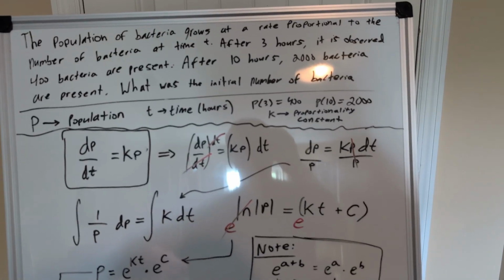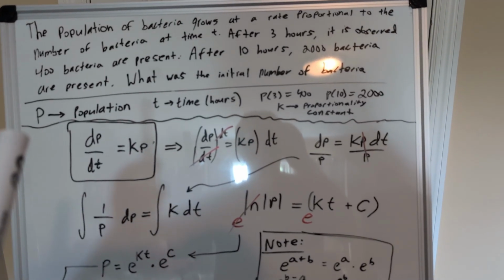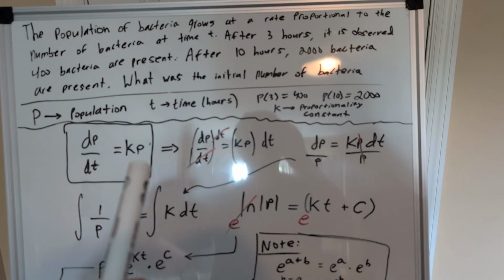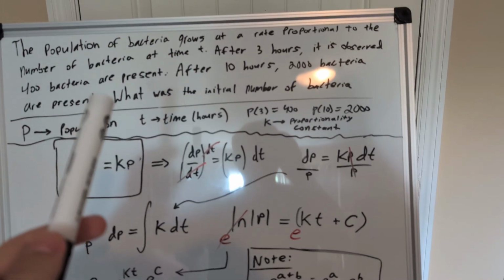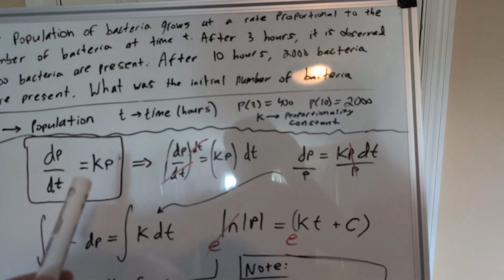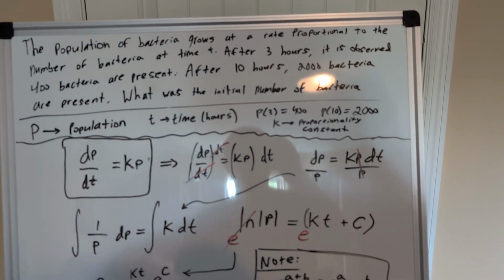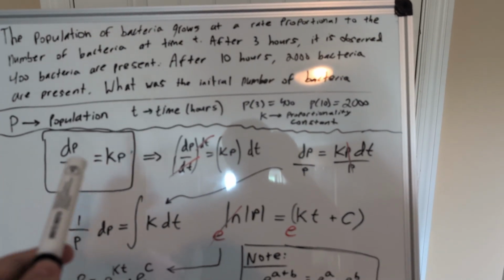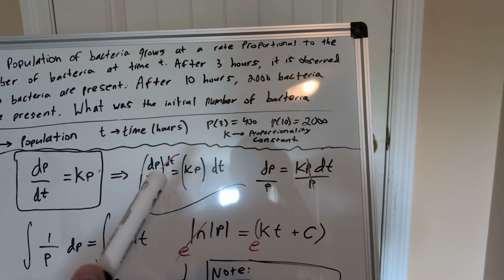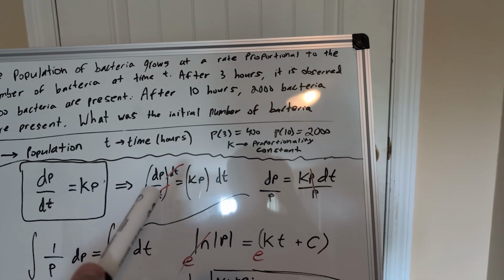First off, we will write our first equation. It is given by the first sentence. The population of bacteria grows at a rate, dP over dt is a rate, grows at a rate proportional. Our proportionality constant is here. We notice that this is a separable differential equation because we have dP on this side and P on this side. So we'll start off by multiplying both sides by dt.